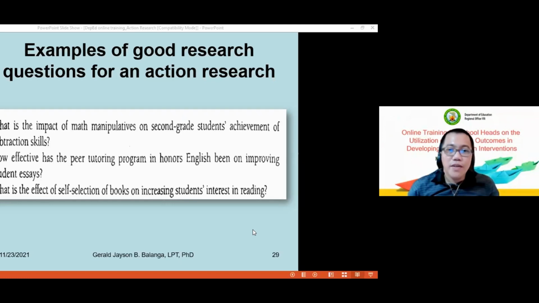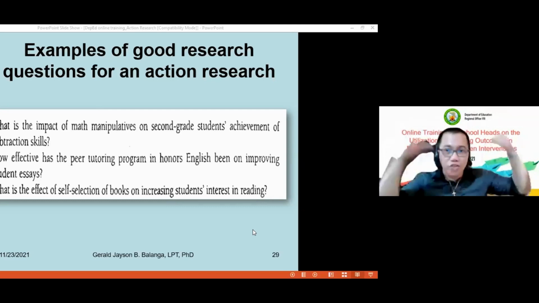Or how effective has the peer tutoring program in honors English been? How has it been effective on improving student essays? No. So ang problem doon sa quality ng student essays. Dito sa number 1, anong problem dito? Low achievement in subtraction, meaning hindi nila alam mag-subtract, no? Kaya yung intervention na inintroduce is the use of manipulatives or certain objects that the learner has to touch.